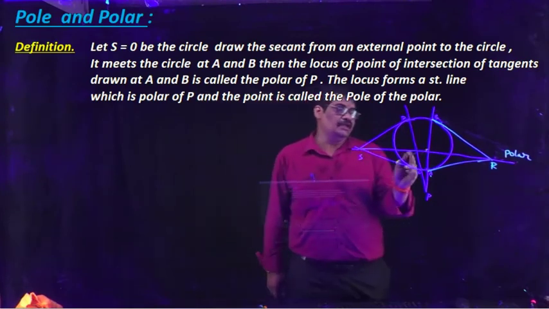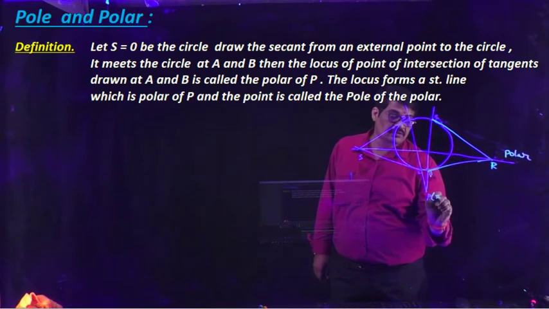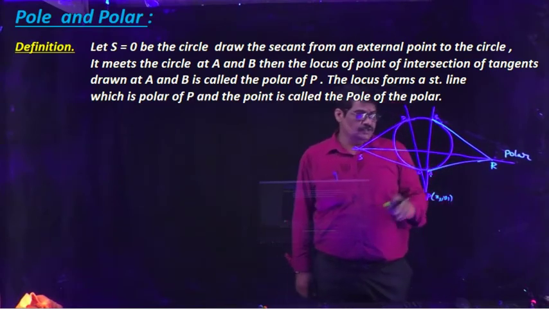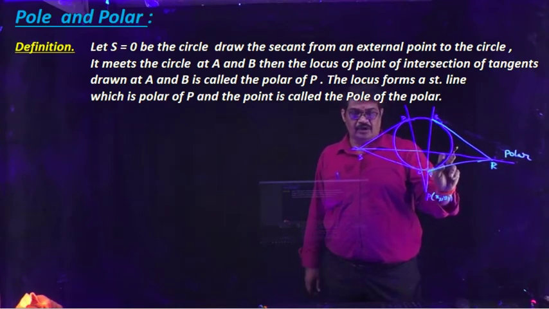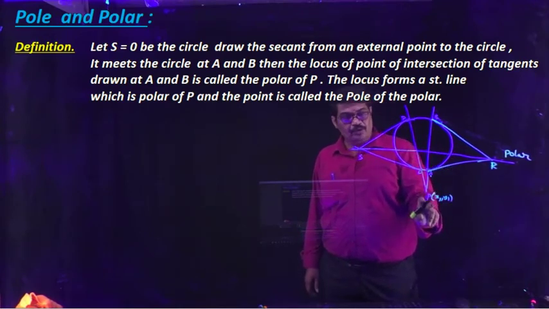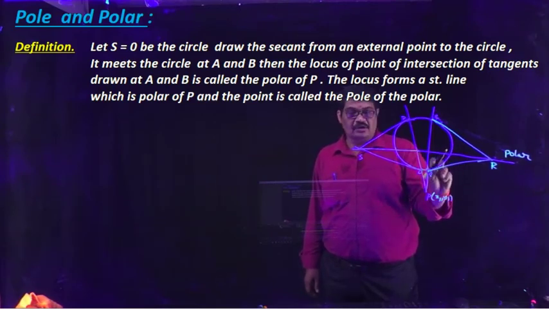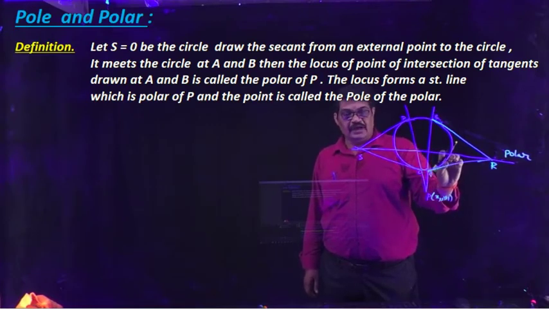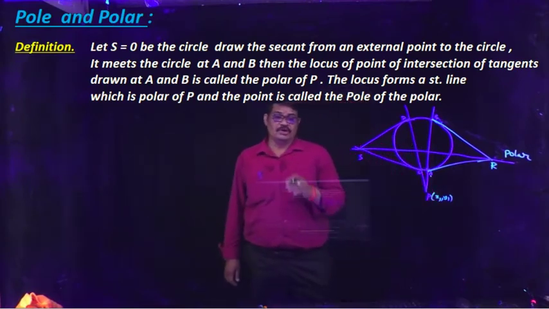So this line is the polar of P(x1, y1) with respect to the circle. So this point P is the pole of the polar. This point P is the pole of the line SR. So point P is the pole of the line, and the line is the polar of P with respect to the circle. This is the concept of the pole and polar.